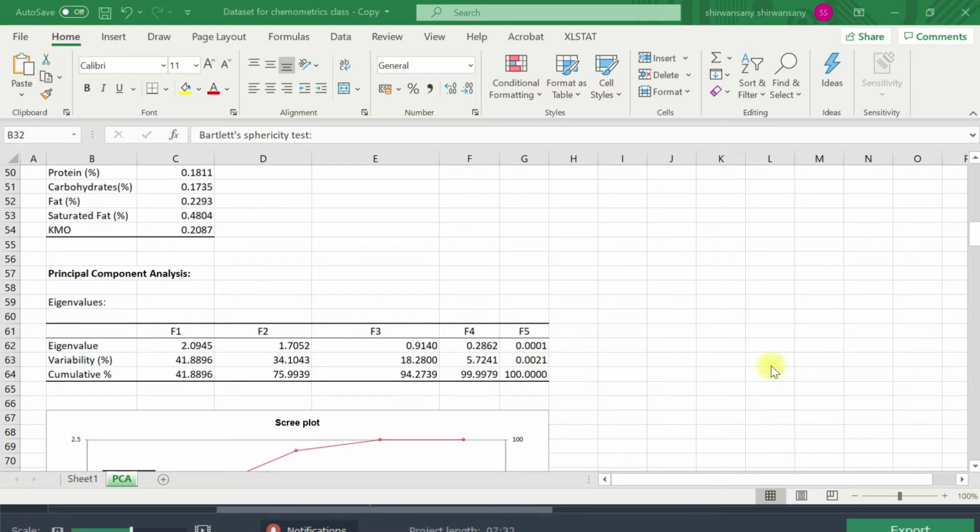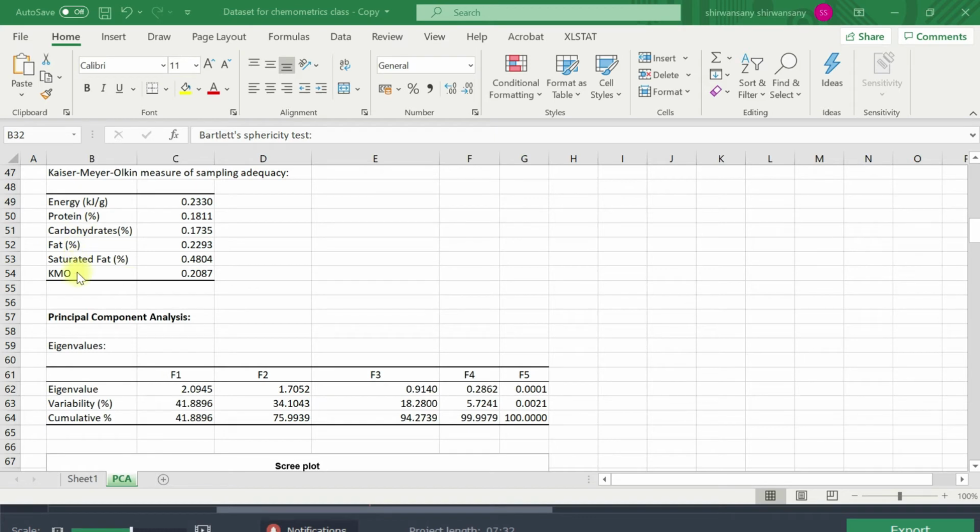Okay, now we reach the actual focus of this video, which is principal component analysis itself. The first information that we can get here is the eigenvalue, variability in percentage, and cumulative variability. Since we are talking about principal component analysis, the letter F here represents principal component. Since we have five variables, from energy to saturated fat, the PCA produces five principal components, and they name them F1 until F5.